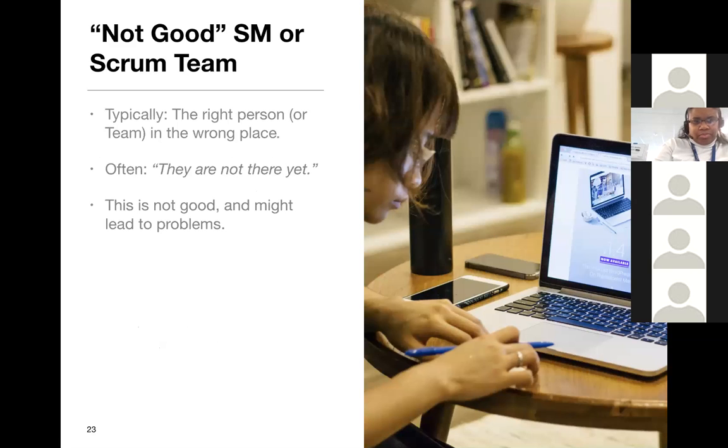Be sure to have a good Scrum Master. Don't have a not good enough Scrum Master: too new at it, not well trained. There are a bunch of different factors. Typically, the person's not a bad person. They're just not good at that job yet. So I call it the right person, possibly the right team, but they're in the wrong place at the moment. It's not so much that they won't get there, but they're not there yet. I wouldn't start with that situation. I'd find a better situation.